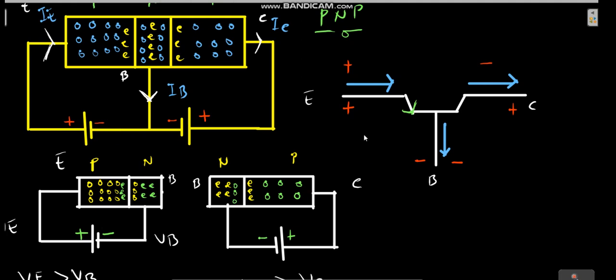So this has to be the voltage between the emitter and the base. Okay, this will be VEB, and then this has to be the voltage between the collector and then the base. So this will be VCB. And then this one will be the voltage between the emitter and the collector. So this will be VEC. Okay, so this is what you have now.